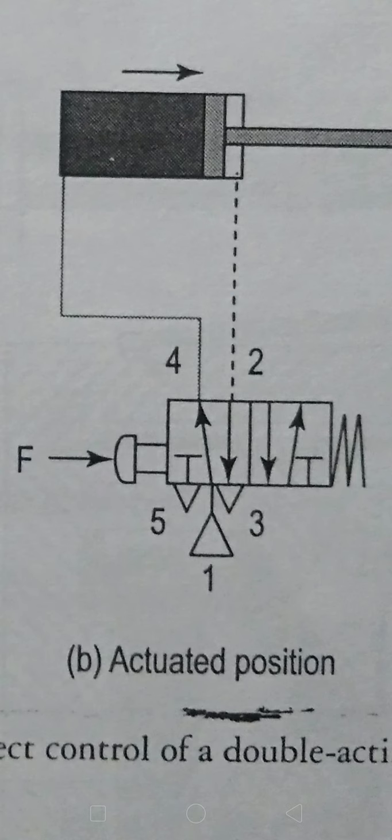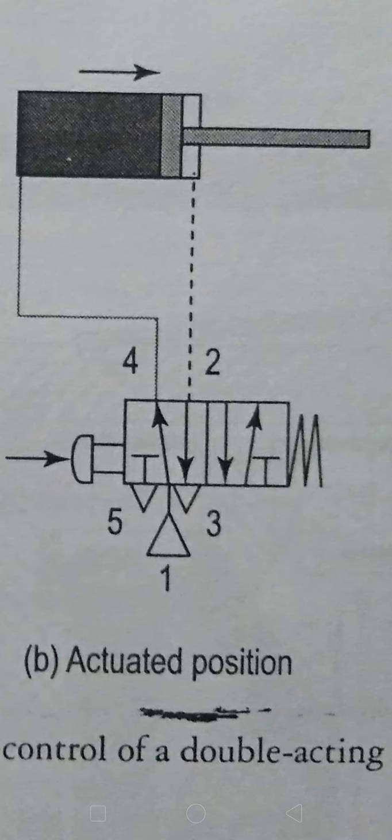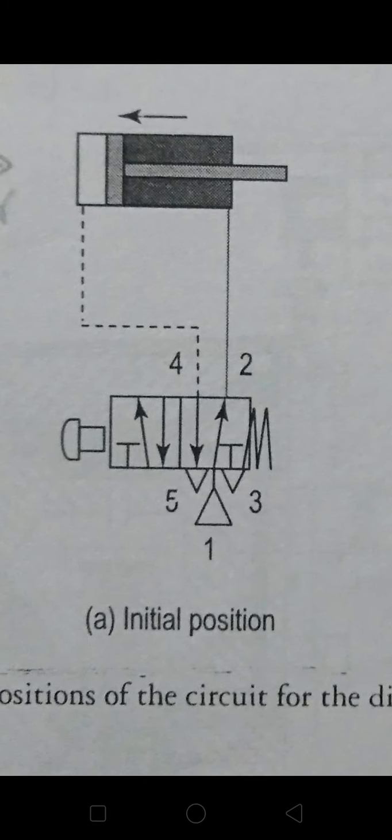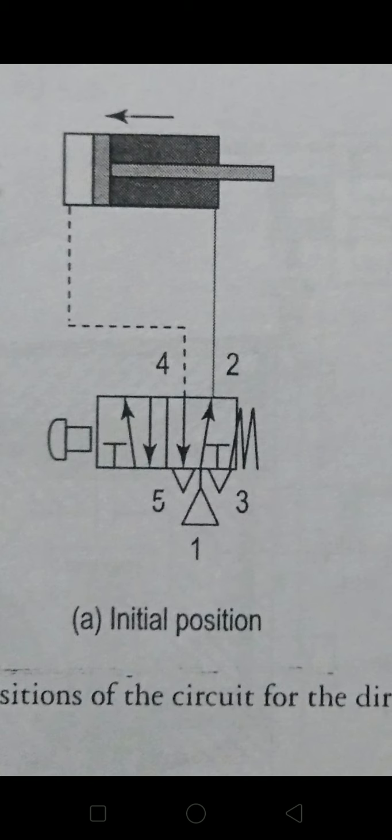So this is the actuated position when the force is applied, and this is the initial or normal position when it is released. So it is a two position circuit of the indirect control of a double acting cylinder, you can see here.